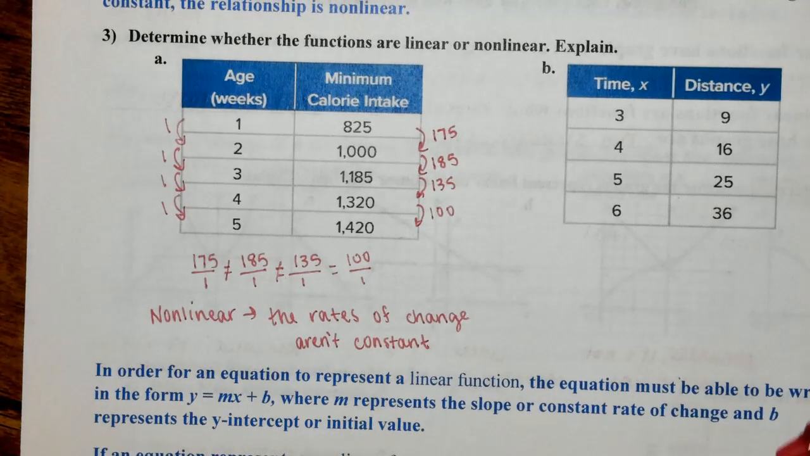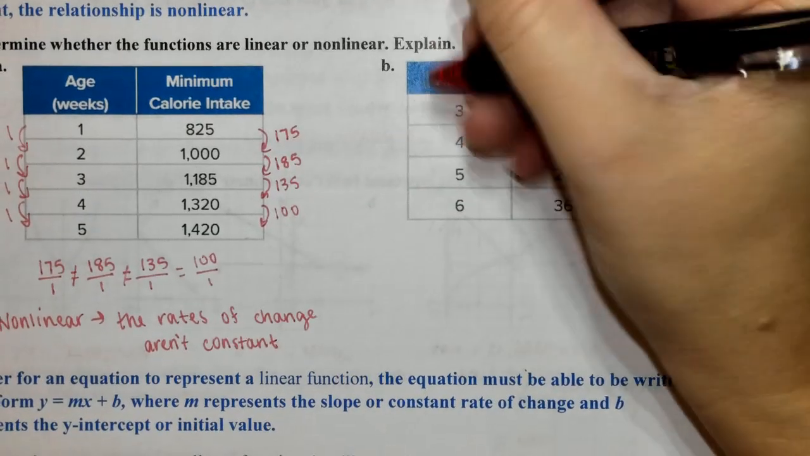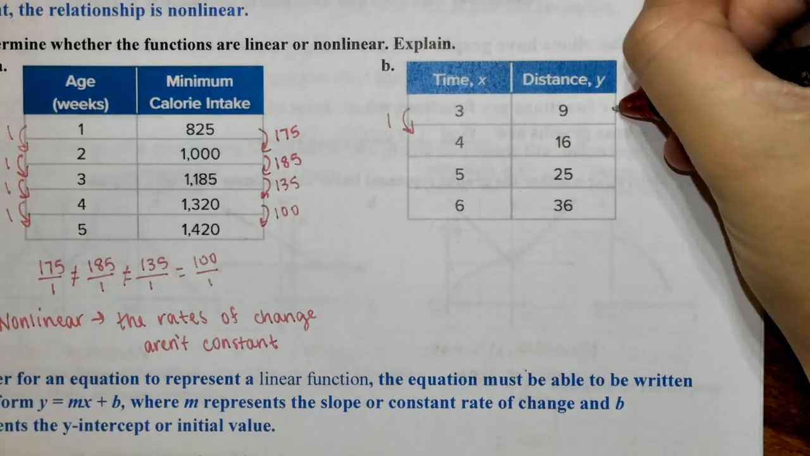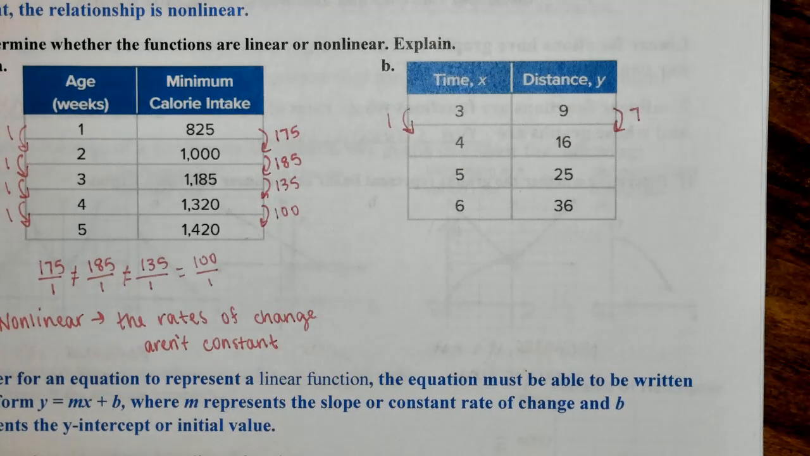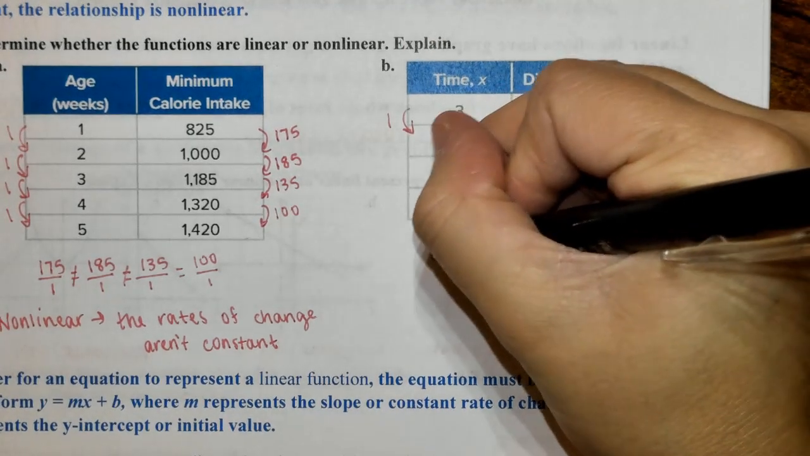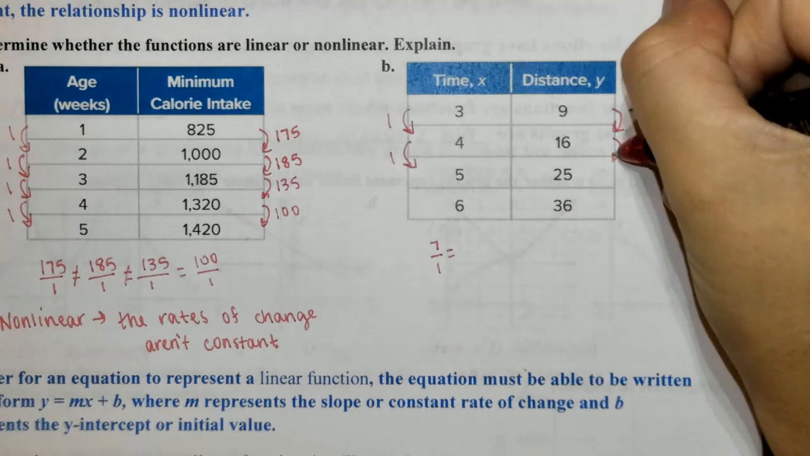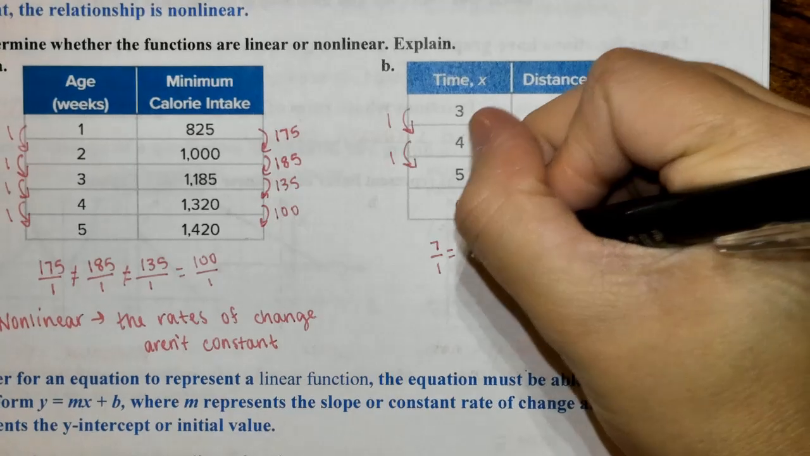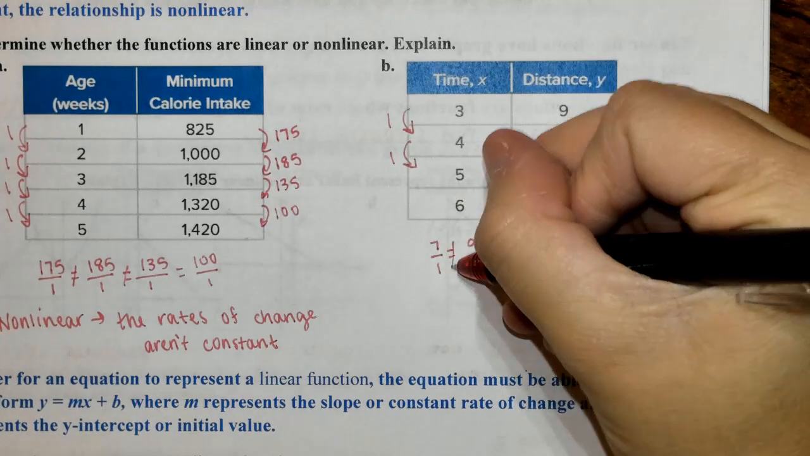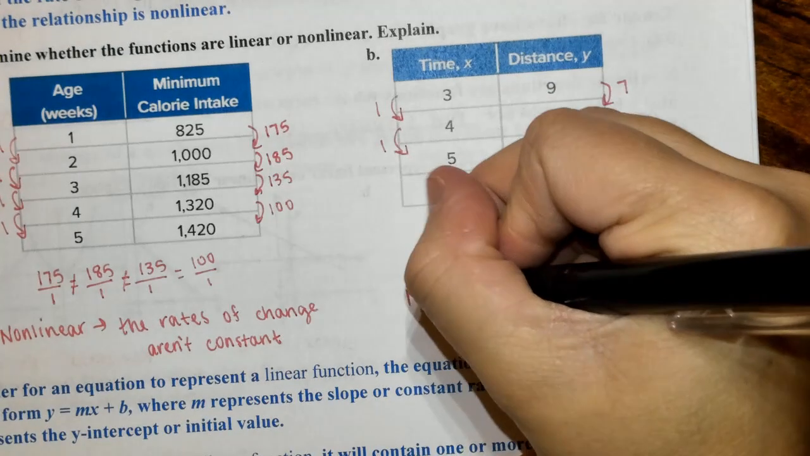Okay, B. All right, 3 to 4 is 1. 9 to 16 is 7. So my first slope would be 7 over 1. Okay, 4 to 5 is 1. 16 to 25 is 9. My second slope would be 9 over 1, and I can already tell that those are going to be nonlinear. So nonlinear.